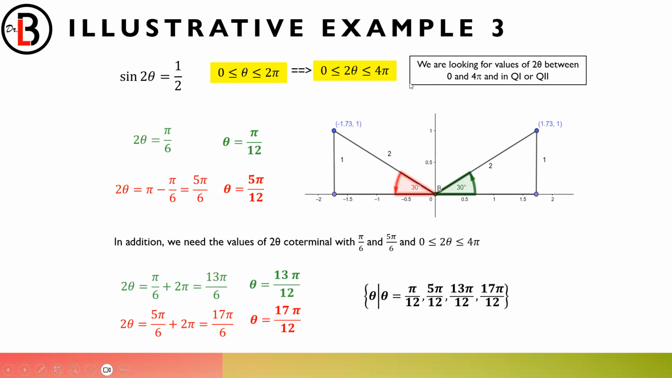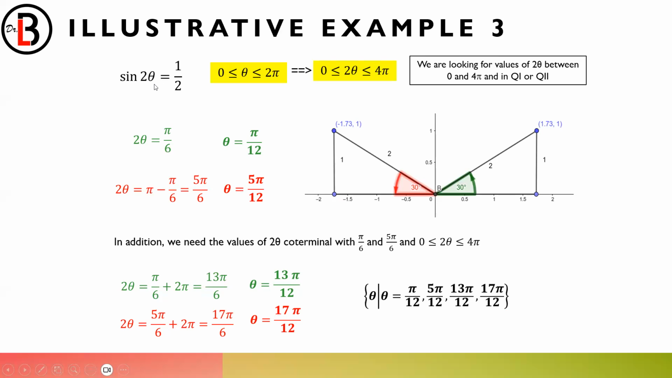We'll just go through some solved problems, and then later on we will be solving. For the third example, look at this. Sorry, this is sine of 2 theta is equal to 1/2, and then you're already given the condition wherein theta should be from 0 to 2 pi.